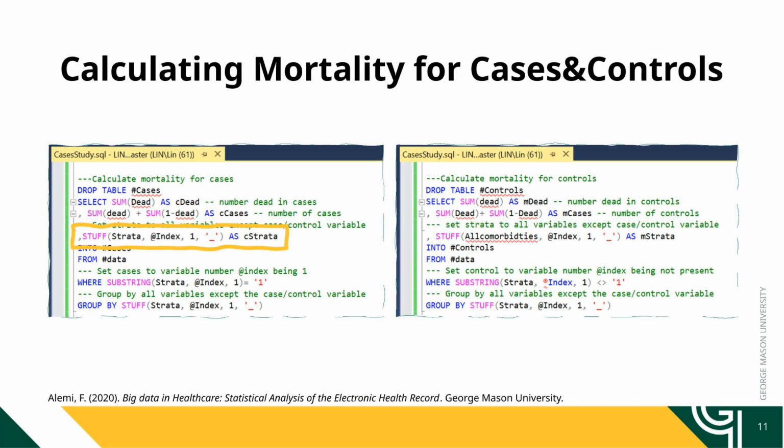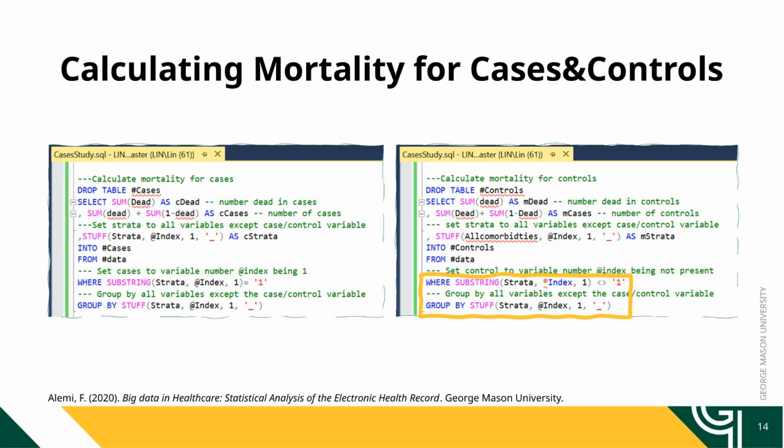This modifies the strata string to mark the presence of the current variable by replacing its character with an underscore, creating a new C strata. Similar to C strata, but for the control group. It filters to include only those records that have the current variable present, indicating these are case records, and then groups the results by the modified strata, allowing for aggregate calculations on different strata.